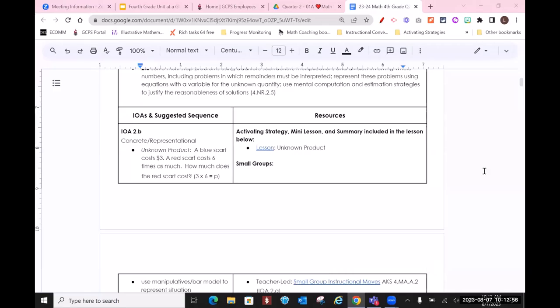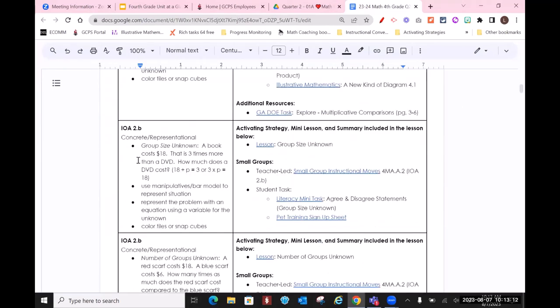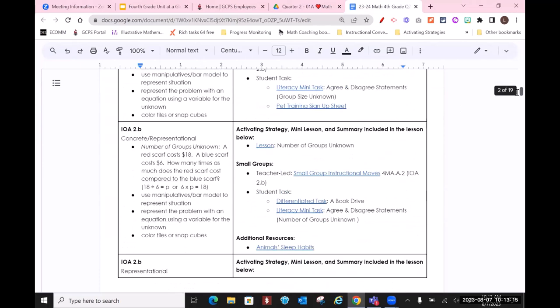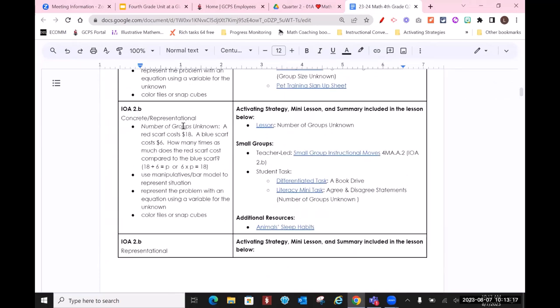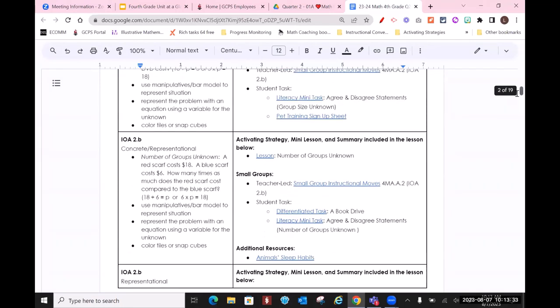Quarter 2 starts with IOA 2B. There are 6 suggested days on the pacing guide. Students will solve 3 types of multiplicative comparison situations: product unknown, group size unknown, and the number of groups unknown. Students will engage with manipulatives as well as draw visual representations that support their thinking. A great manipulative to incorporate into concrete instruction are color tiles.